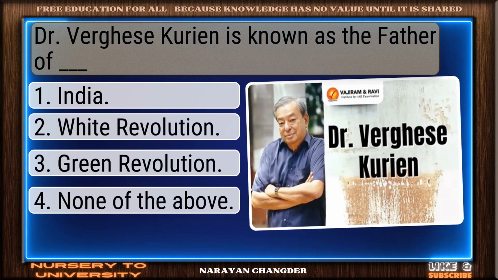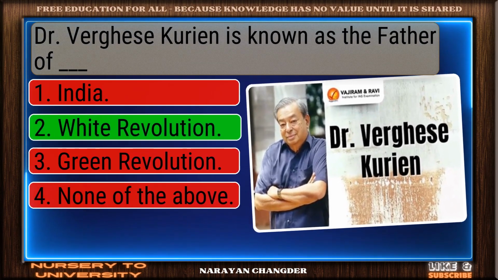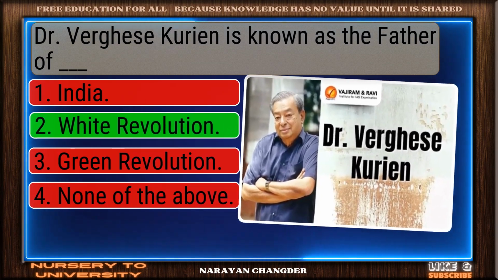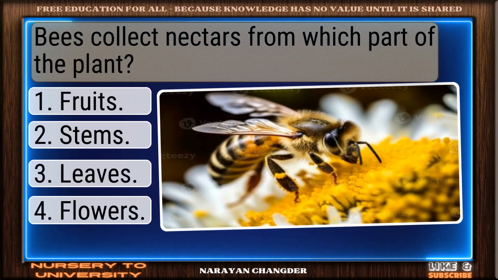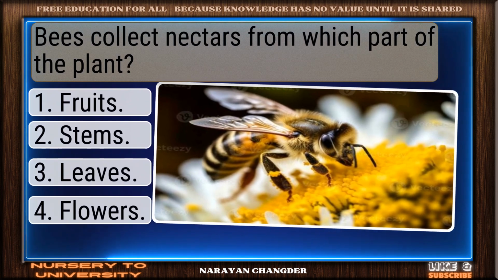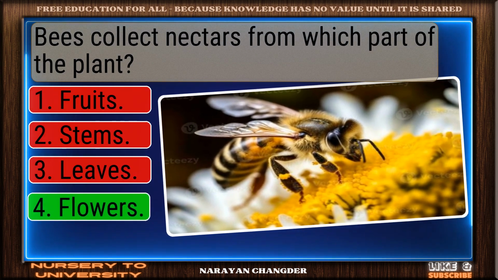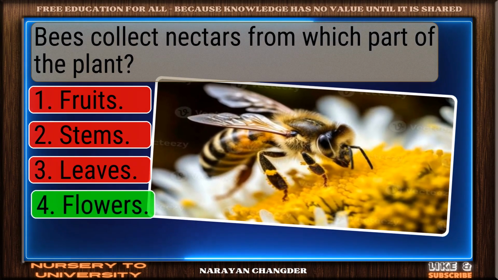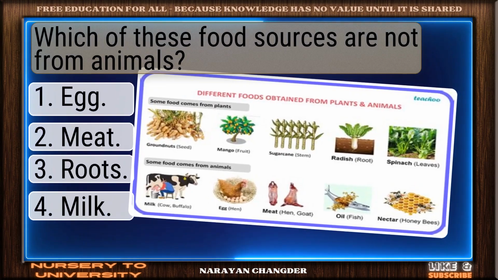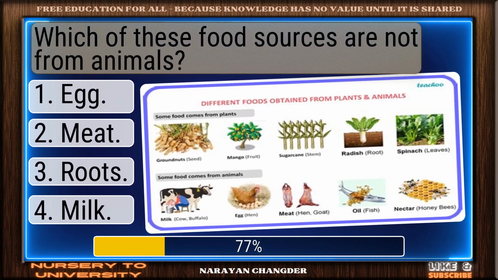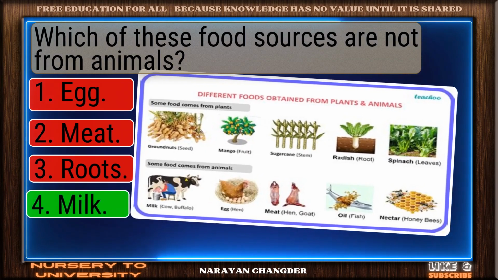Dr. Verghese Kurian is known as the father of dash. Well done. White revolution is the right choice. Bees collect nectar from which part of the plant? Good job. Your answer, flowers, works well here. Which of these food sources are not from animals? Correct response. Milk is the most accurate answer.